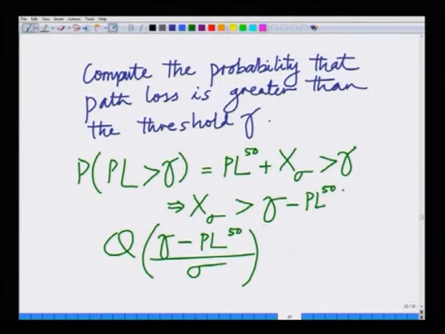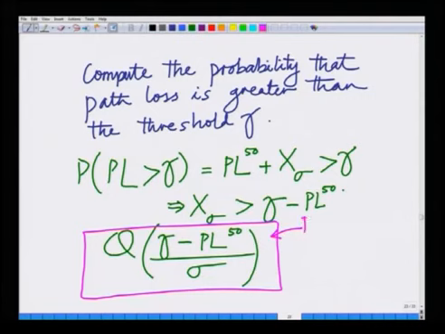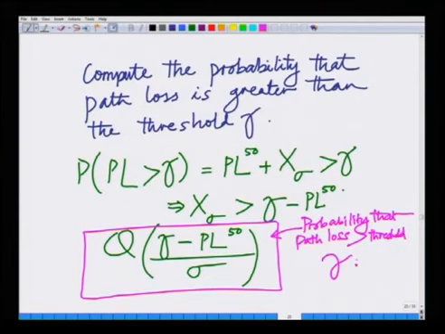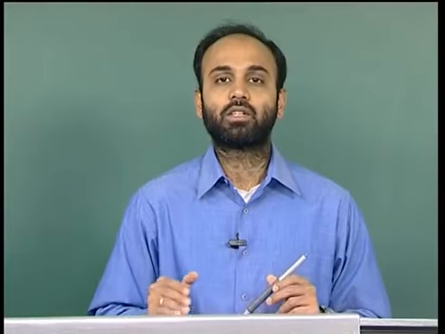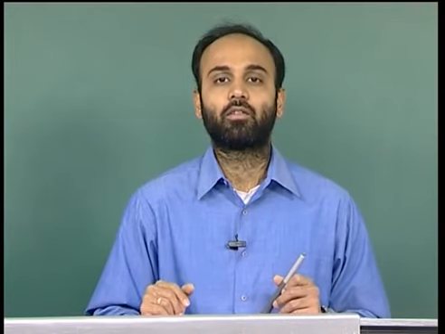This is the net probability that the path loss is greater than the threshold gamma. Alright, so this is the probability that the path loss is greater than the threshold gamma, because the path loss is a random variable due to the random clutter environment.